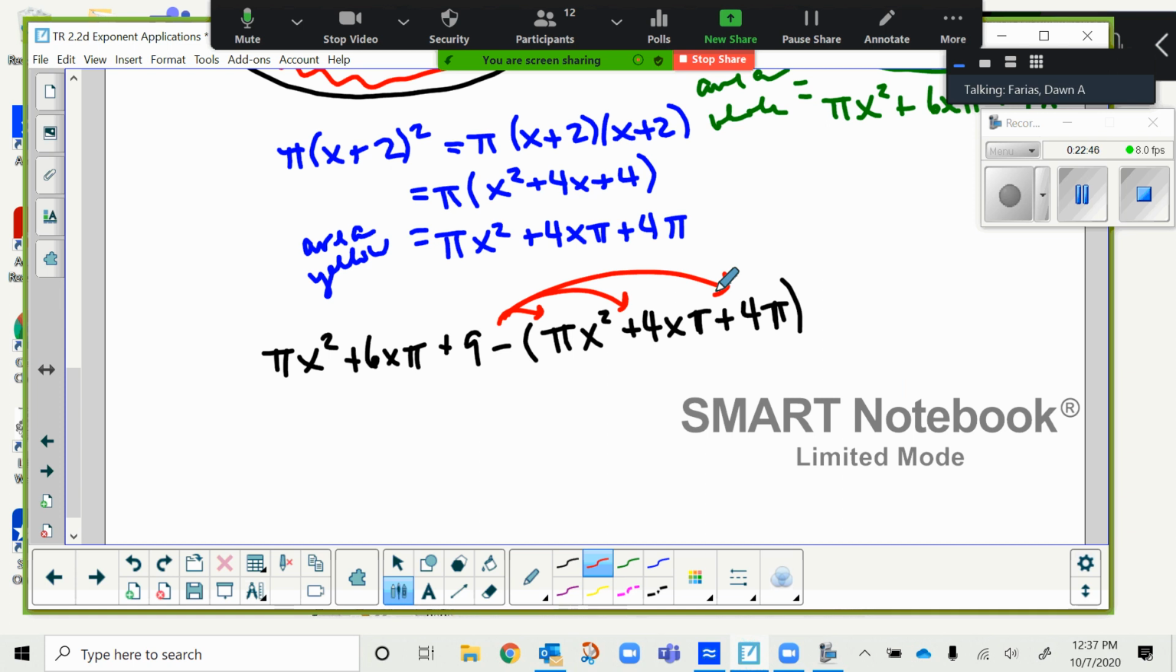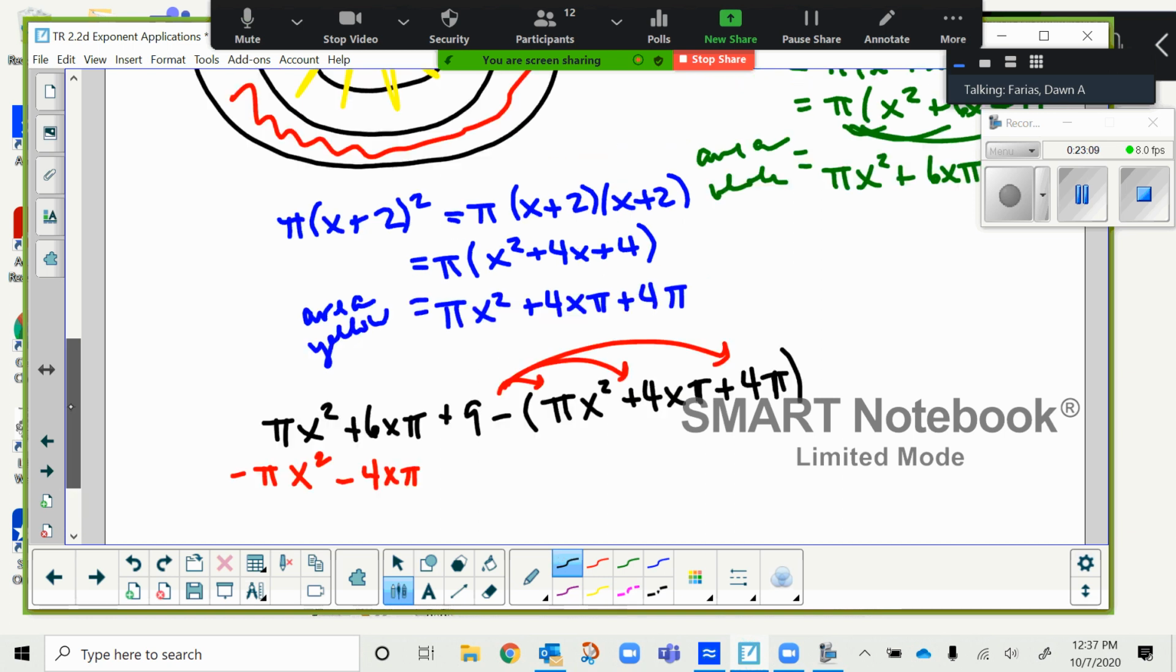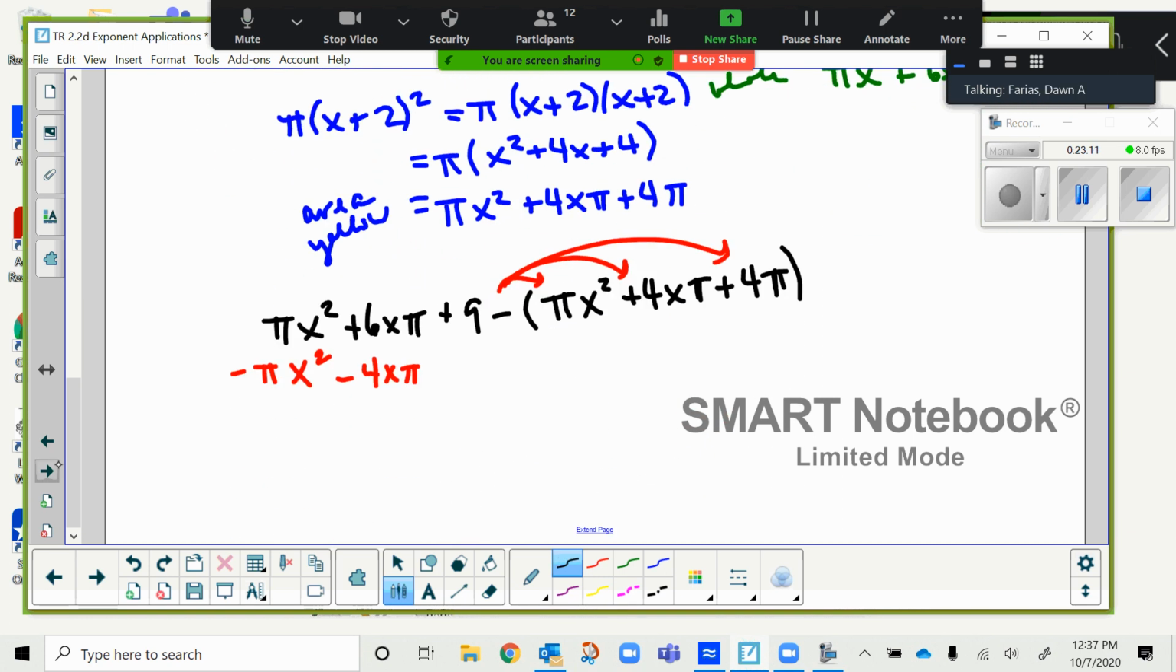And I'm just going to bring that down underneath here, and I'm going to line up my like terms. So I'm going to have a negative pi x squared, which I'm going to line up under this one. A negative 4x pi, which I'm going to line up under here, because they go together. Oh, that's not a 4 pi. This was a 9 pi right here, right? Yeah, this was 9 pi right here. And then minus 4 pi.